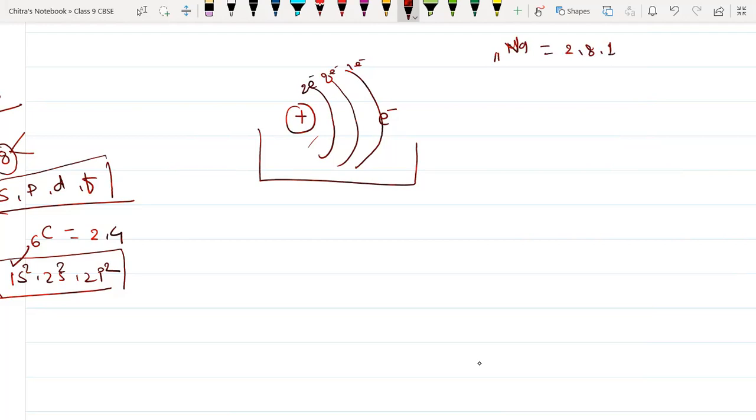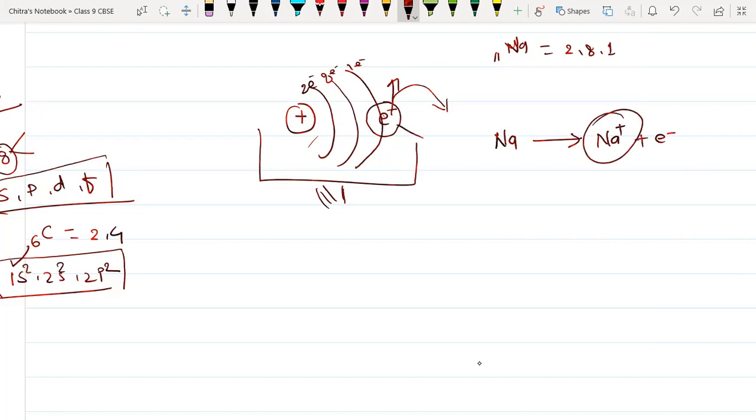If you heat it, the electron present in the outermost shell has higher energy. First it will absorb energy, so its energy level increases. Due to the increase in energy level, that electron will jump to the highest energy level, meaning it will move out of the shell. So sodium will lose 1 electron from its outermost shell and form Na positive ion. For that, the electron is absorbing energy, right? Yes, sir.